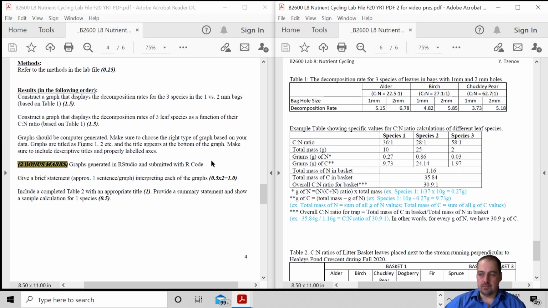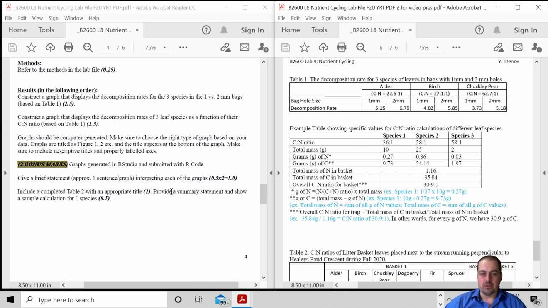So, if you wanted some extra points, you could get those points by generating your graphs in RStudio and submitting those along with your code. So that'll get you 2 bonus marks if you want to do it. If not, don't worry about it.